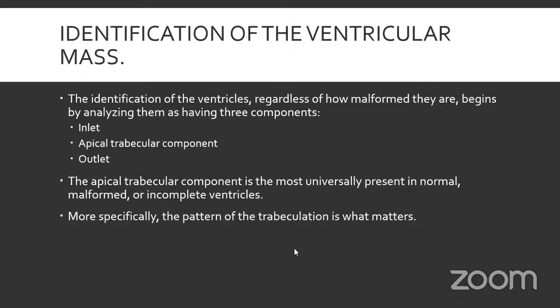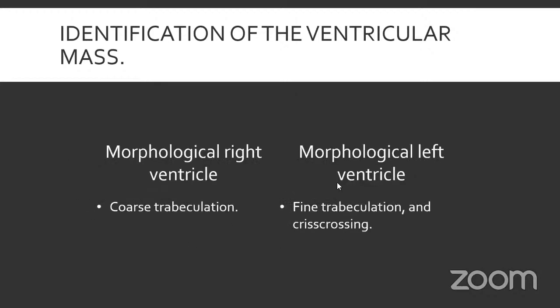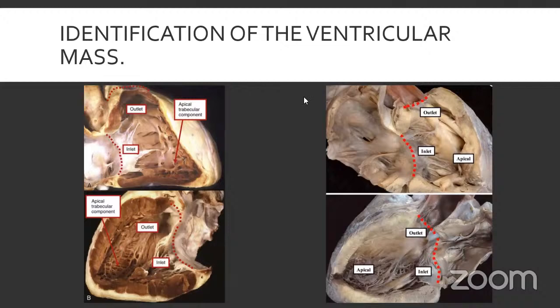Specifically, the pattern of the trabeculation can tell you which ventricle we are seeing. In cases of morphological right ventricle, we can see coarse trabeculation. In the morphological left ventricle, we can see fine trabeculation with criss-crossing. These are illustrations showing what we just spoke about. You can see here that the trabecular component is very coarse when we compare it to the other side. This is very fine and it's criss-crossing. So we can infer that this is a right ventricle and this is a left ventricle.